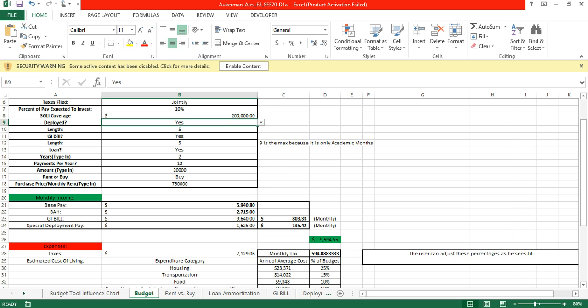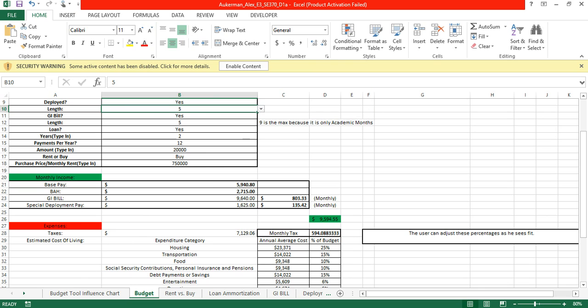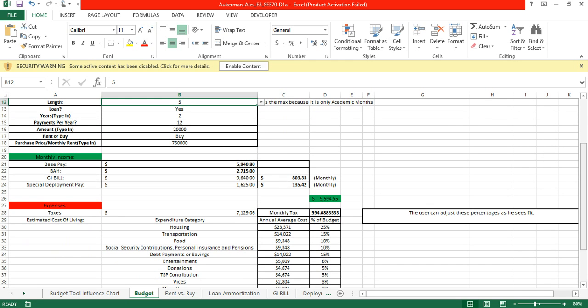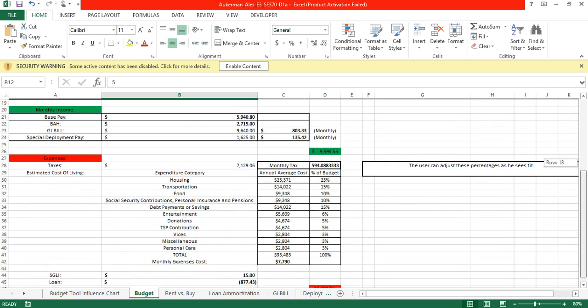and the specialty and hardship pay increase that they'll receive, how many months they were deployed, if they're taking advantage of the GI Bill. This only goes up to 9 months because it's academic months of the year. If they have a loan, and then just some of the things for the amortization factor of how many payments they have per year, how much the loan is for, both an amount and over how many years, and then their decision to rent or buy a house.